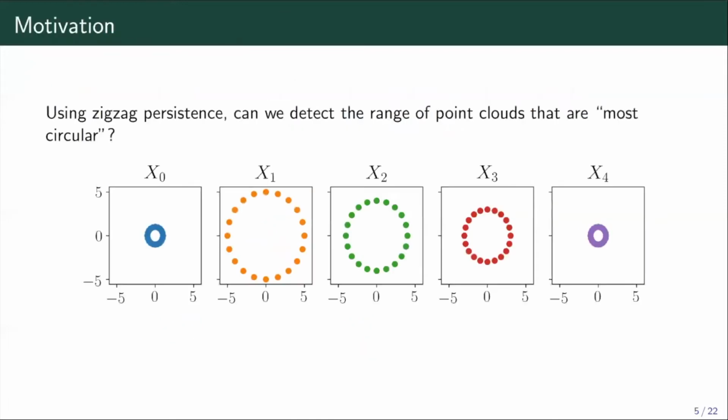So the starting motivation here is, can we detect the range of the point clouds that are the most circular? Here we have an example of 5 point clouds, all just drawn from circles of different radii. And we can see that the circles on either end are pretty small compared to the circles in the middle. So we'd want to detect the fact that this range of circles is the most circular in some sense.